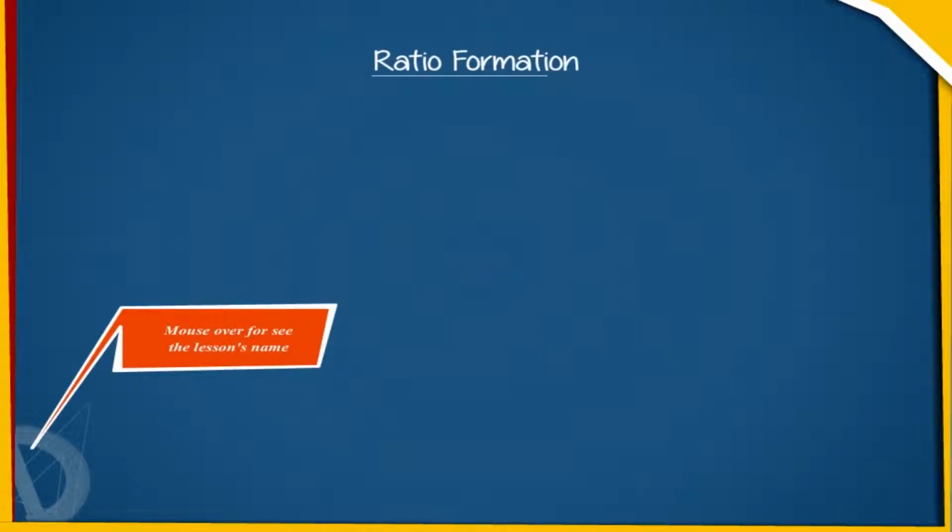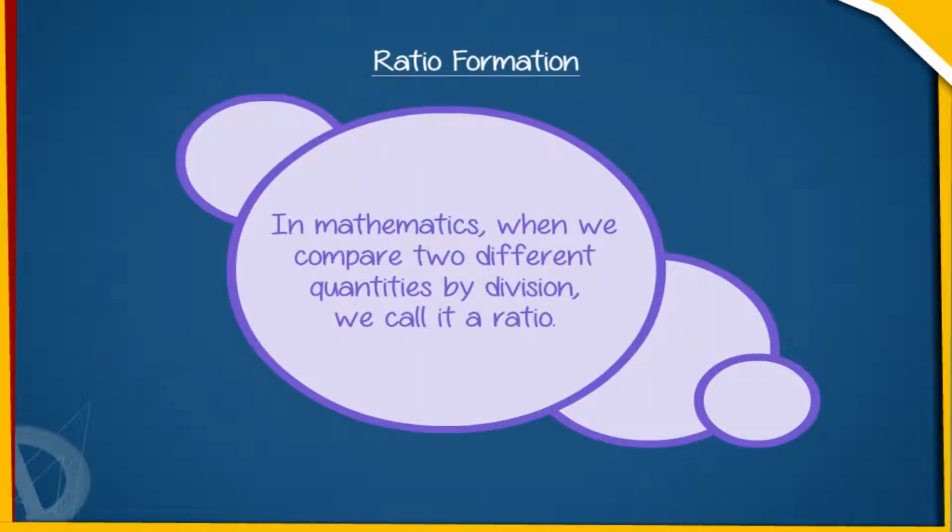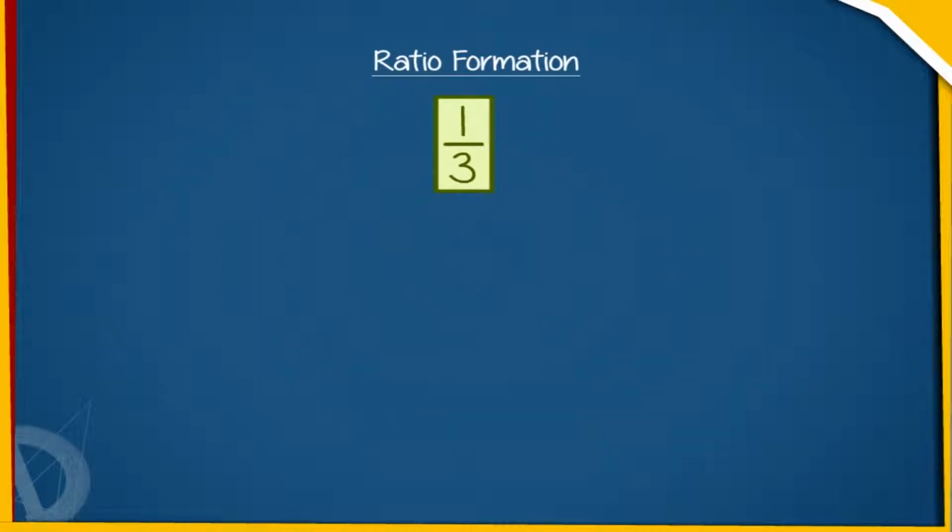Ratio formation. In mathematics, when we compare two different quantities by division, we call it a ratio. For example, when we write 1 by 3, it means we are comparing 1 and 3 by division. In form of ratio, we write 1 by 3 as the ratio of 1 is to 3 and read as ratio of 1 to 3. Here, 1 and 3 are the two terms of the ratio.